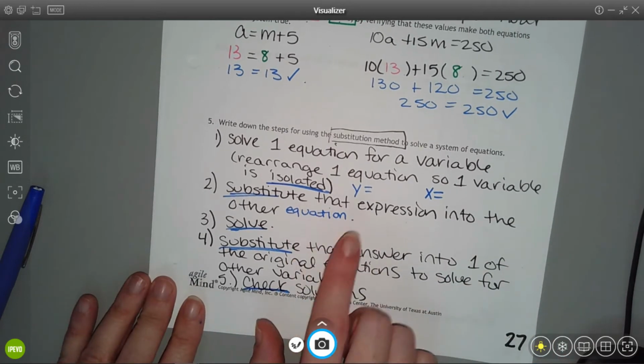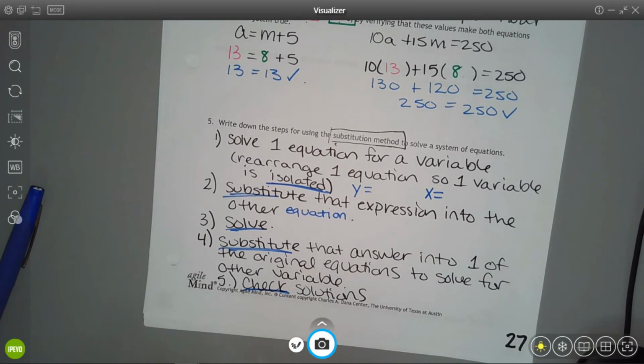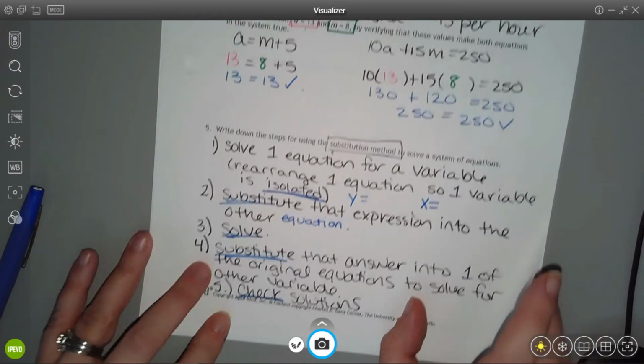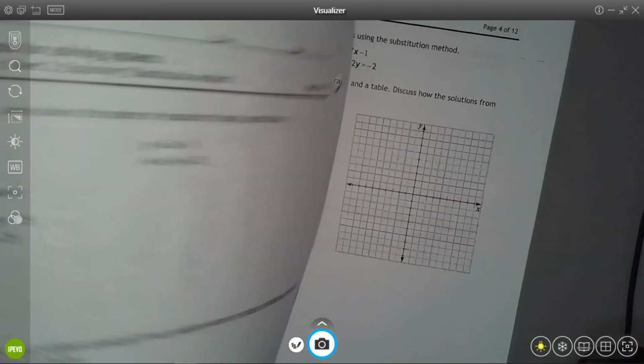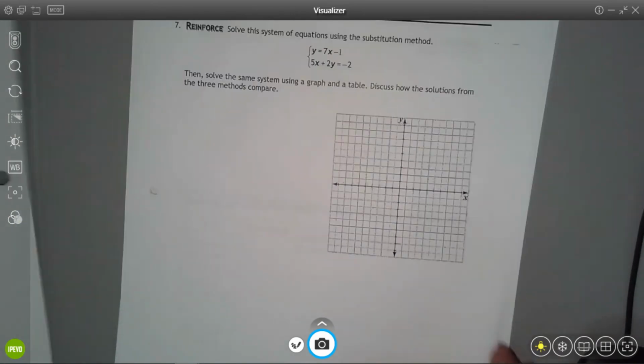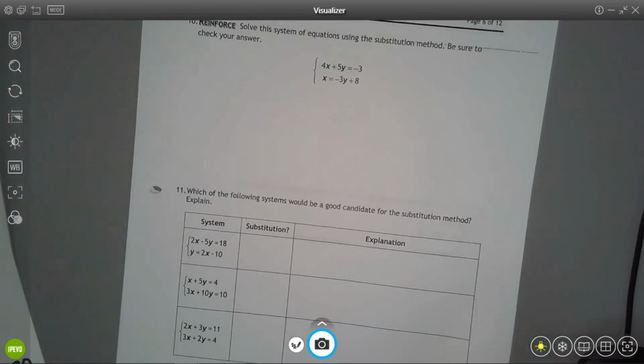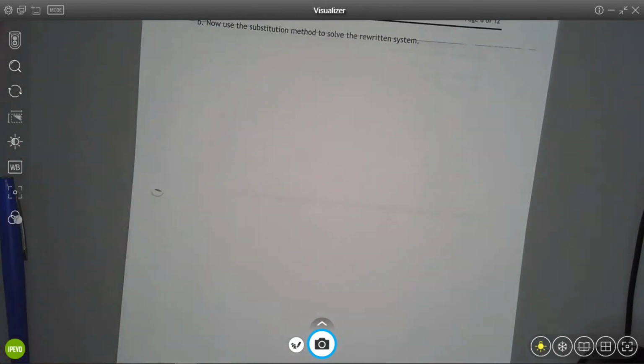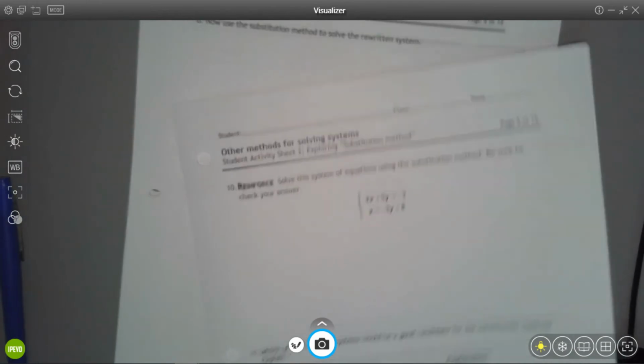Step 2, substitute that expression into the other expression. Step 3 is solve. Step 4, get your answer and substitute that into one of your original equations. And then step 5 is always, always, always check your solutions. Okay, let's go back to question 11.